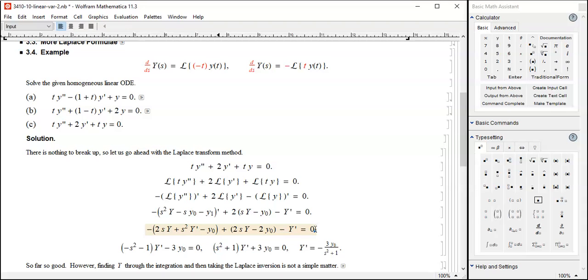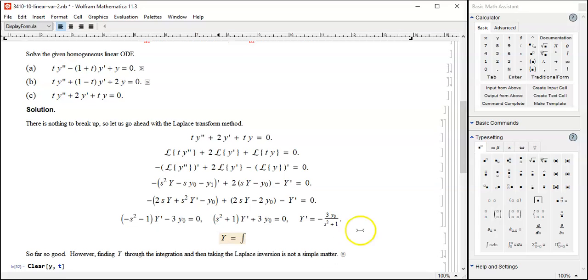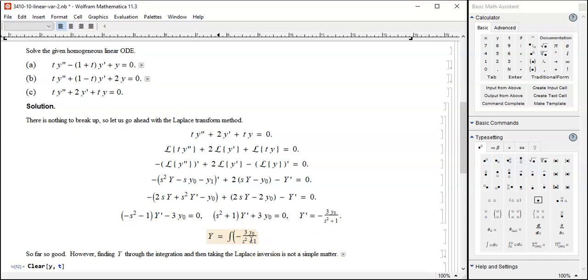It turned out that the capital Y term disappears. Let's see, we have negative 2sY and then plus 2sY, they disappear. And all I get is capital Y prime equals that. Oh, that's easy. So capital Y is nothing more than the antiderivative of this expression. And what is the antiderivative of this? Negative 3y0. And what is the antiderivative of 1 over s squared plus 1? It's arctangent.